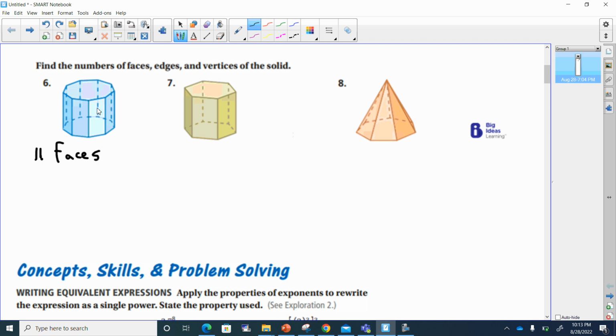How many edges now? Edges are all of these long sides that make like an edge, right? So we said there was 9 up top, right? 9 faces. So that's 9 there, 9 here, and then there's 9 going around the side. 9 times 3 is 27. So there's 27 edges.